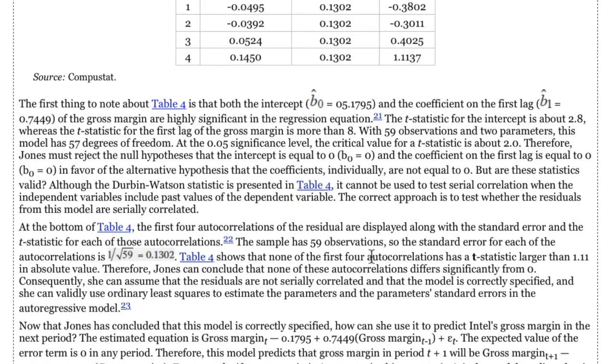Table 4 shows that none of the first 4 autocorrelations has a t-statistic larger than 1.11 in absolute value. Therefore, Jones can conclude that none of these autocorrelations differ significantly from 0. Consequently, she can assume that the residuals are not serially correlated and that the model is correctly specified, and she can validly use OLS to estimate the parameters and the parameter standard errors in the autoregressive model, which we have.